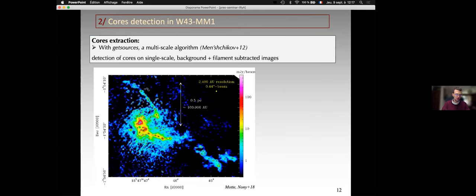You see now the continuum image of W43-MM1, with different structures appearing. We see filaments, and we see some densest parts here, and some cores appearing. So to detect cores, we have used getsources, which is a multi-scale algorithm. Its specificity is that it can detect and measure sources on single scale images, and also it is considering background and filaments as structures, and it is subtracting from this image the background and filaments before detecting cores.